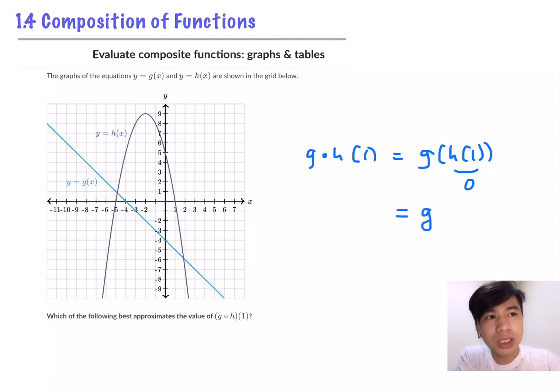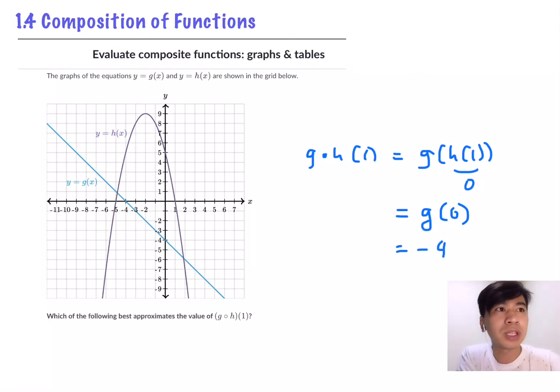So then I'll have g of 0. What is g of 0? Then I'll look at the blue line over here. G of 0 happens when x is equal to 0. Okay, then I get g of 0, which is negative 4. The number comes from here, negative 4, because x is equal to 0. So the answer for this is negative 4.